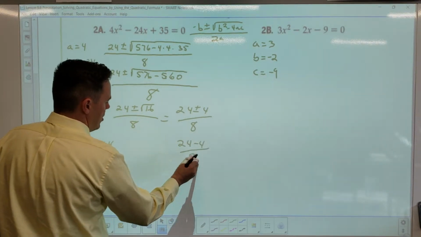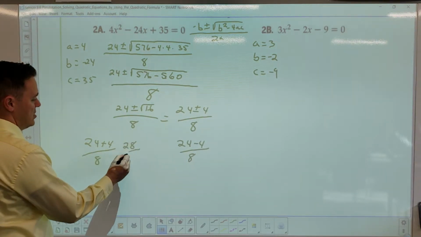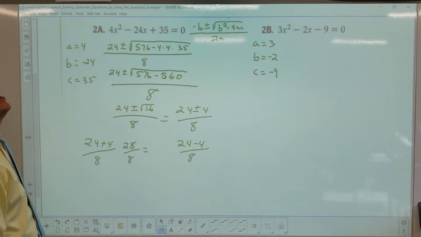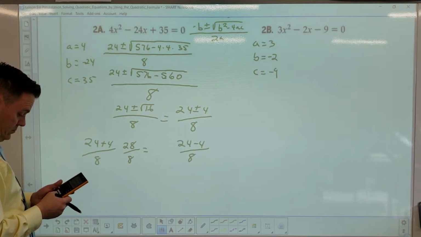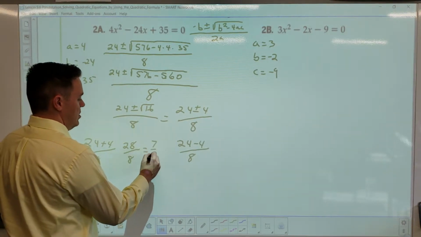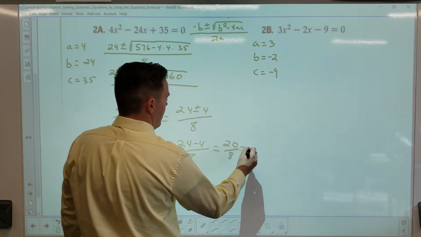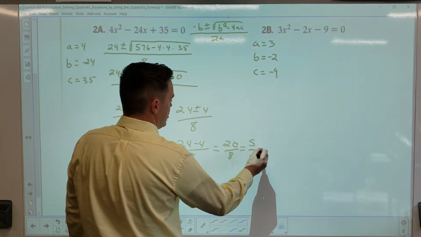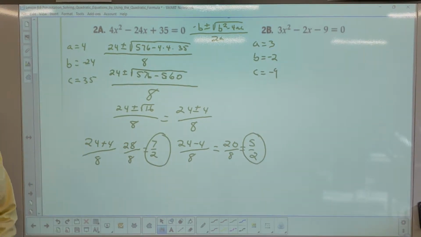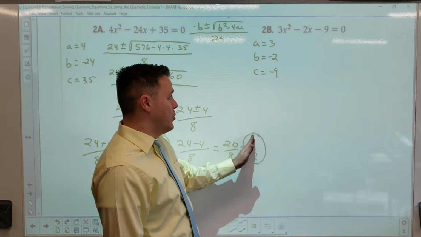So it would be 24 plus 4, and then it would be 24 minus 4. All right, and then you do your setup. Okay, so this would be 28 over 8, which can be reduced down to 7 over 2, and this can be reduced down to 20 over 8 or 5 over 2. It's the same setup, okay? If you guys graph this in Desmos, you would get 3.5 as a crossing point, and this would be 2.5.